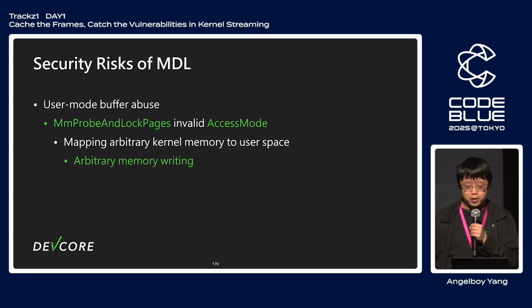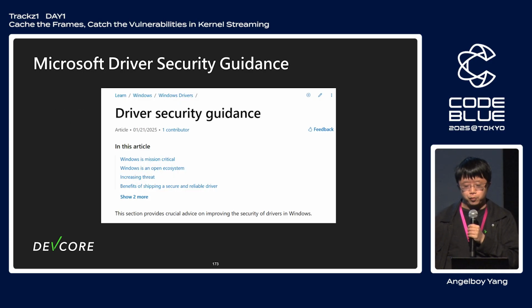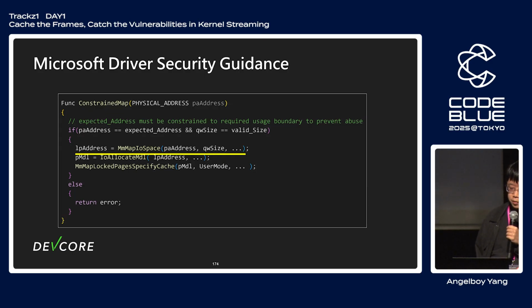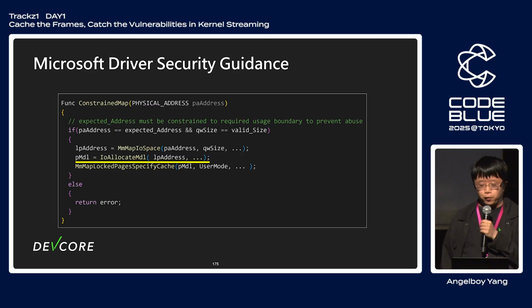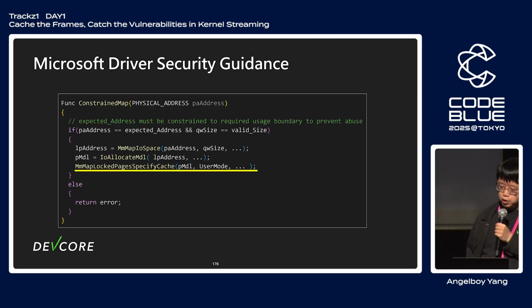There are many more overlooked issues out there. Even Microsoft's driver security guidance example contains a mistake. In this document, Microsoft provides a secure example for MmMapIoSpace. First, validate the physical address and use MmMapIoSpace to map a virtual address. Then allocate an MDL for it. After that, call the MmMapLockedPagesSpecifyCache API to map the physical address to a virtual address.